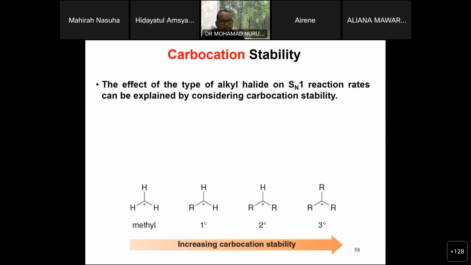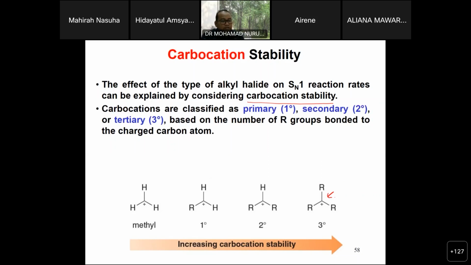So for carbocation stability, the effect of the type of alkyl halide on SN1 reaction rate can be explained by considering the carbocation stability. For SN2, it depends. We can argue with the bulky size of the tertiary, so that's why the tertiary alkyl halide doesn't undergo SN2 reactions. But for SN1 reactions, the carbocation stability is more favorable for the tertiary. This is the tertiary, compared to primary. So this is the explanation about this one.